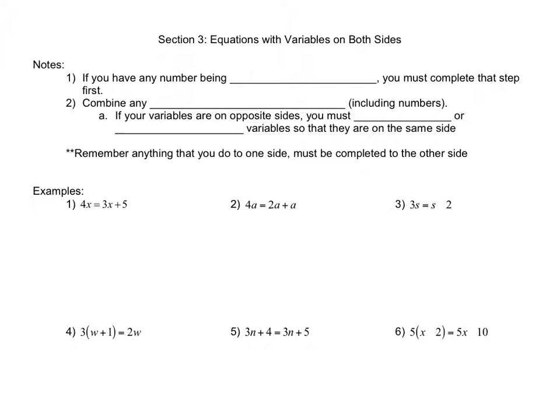All right, our next section is very similar to the last one, but now we're going to look at equations that have variables on both sides. So getting a little bit more tricky. Just like before, the first thing we want to do is get rid of any numbers that are being added or subtracted. That's the first thing we want to get out of the way.